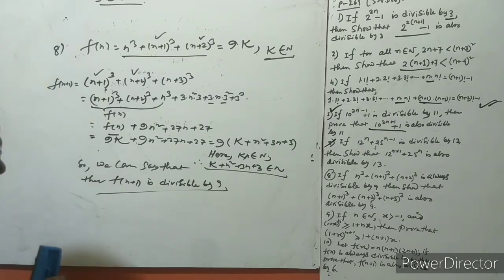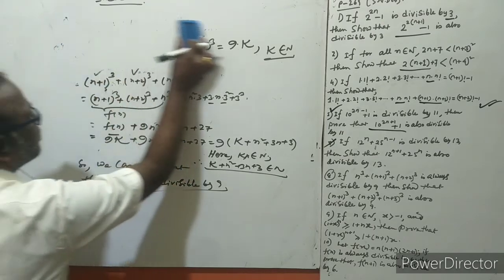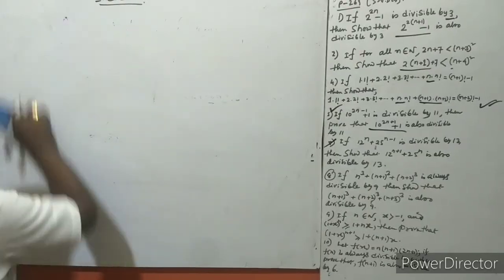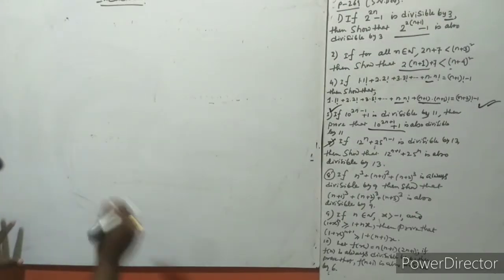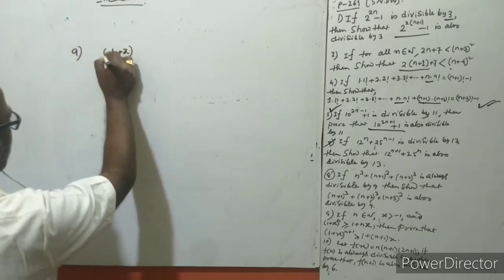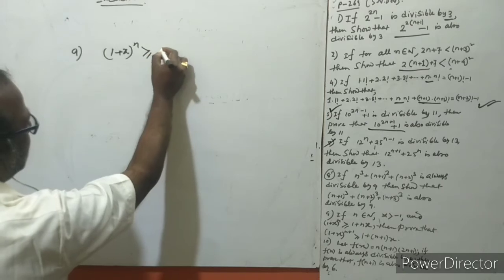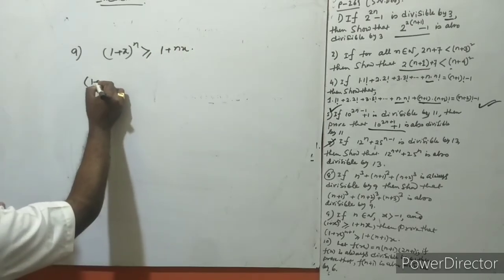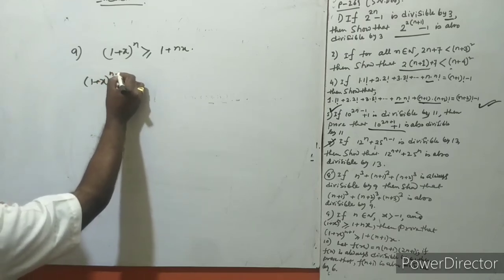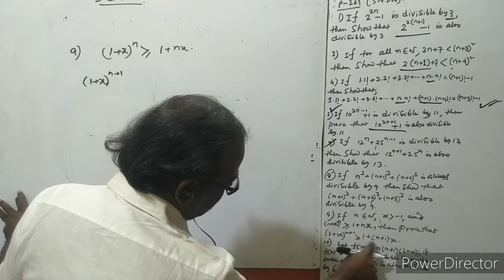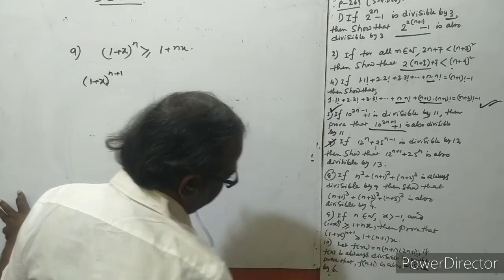Now follow question number 9. Given 1 plus x to the power n is greater than or equal to 1 plus nx, now show that 1 plus x to the power n plus 1 is greater than or equal to 1 plus n plus 1 into x.